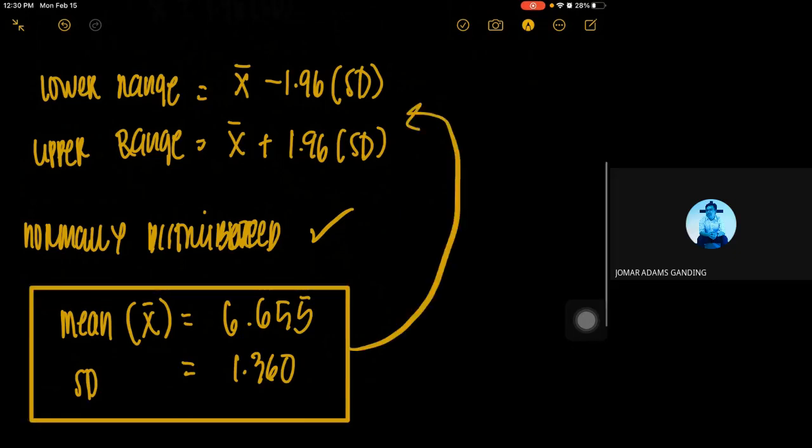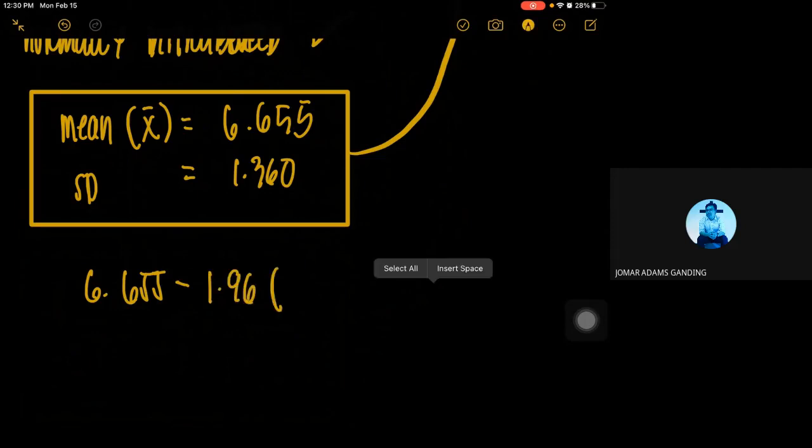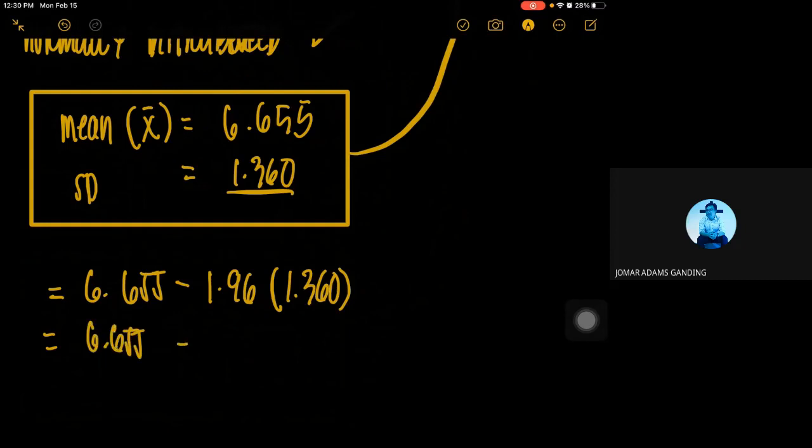So how do we get that? For the lower range, you need to just substitute 6.655. This one's minus. Subtract it by 1.96 times SD, which is 1.360. So simply compute that. So that is a total of 6.655 minus, let's try to compute that. It's okay to use your calculator because I myself am not very good at mental math.